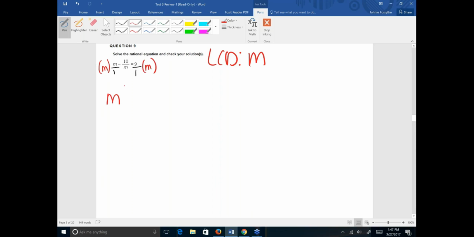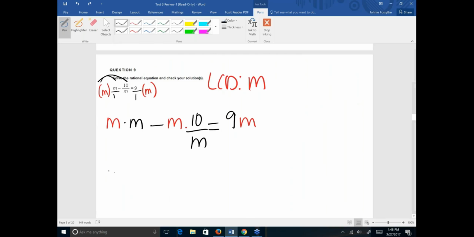Okay, so m times m minus m times 10 over m, we distribute there, equals 9 times m. M times m is m squared. M times 10 over m, the m's will cancel out to 1, so we'll have minus 10 equals 9m. So we have m squared here, so we actually have a quadratic. So we need to move everything to one side and set it equal to 0, factor, and solve.